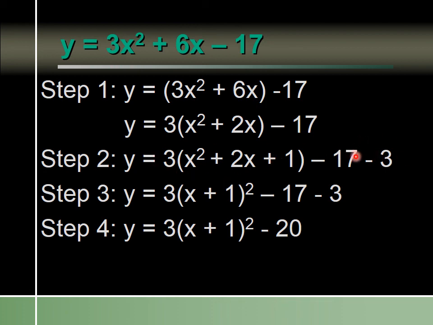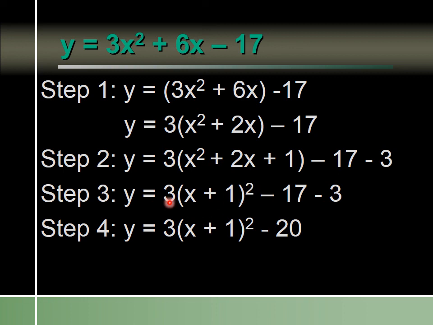So when I subtract over here, I'm not just going to have to subtract a 1, but I'm actually going to have to subtract a 3. So it is going to be minus 3 tagged on at the end. Okay, now step 3, I go ahead and factor what's inside the parentheses. Because we did the completing the square process, we know that it's going to give us a perfect square. It's going to give us x plus 1 squared.